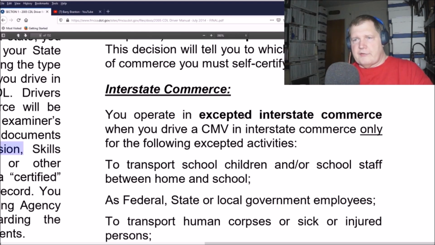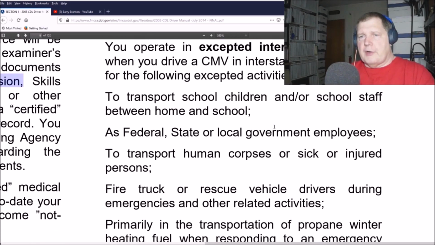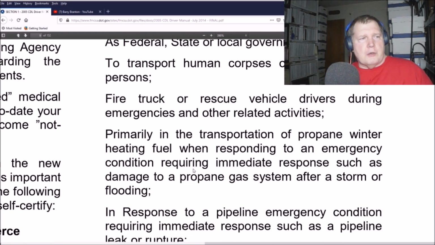Interstate commerce. You must operate in accepted interstate commerce when you drive a CMV in interstate commerce only for the following accepted activities: to transport school children and/or school staff between home and school, as federal, state, or local government employees, to transport human corpses or sick or injured persons, fire truck or rescue vehicle drivers during emergencies, and other related activities.